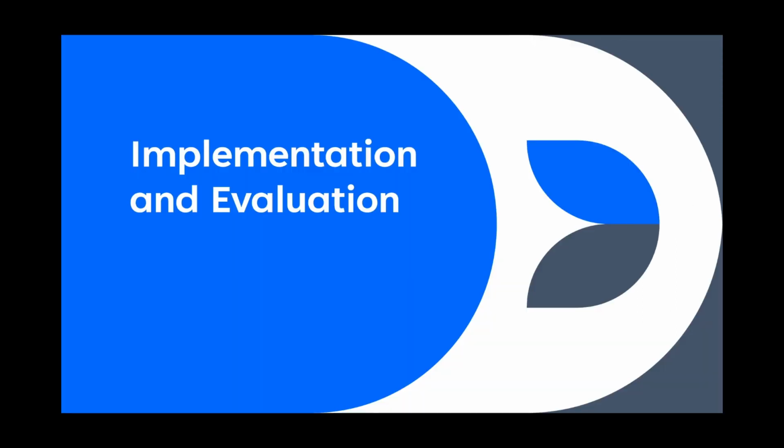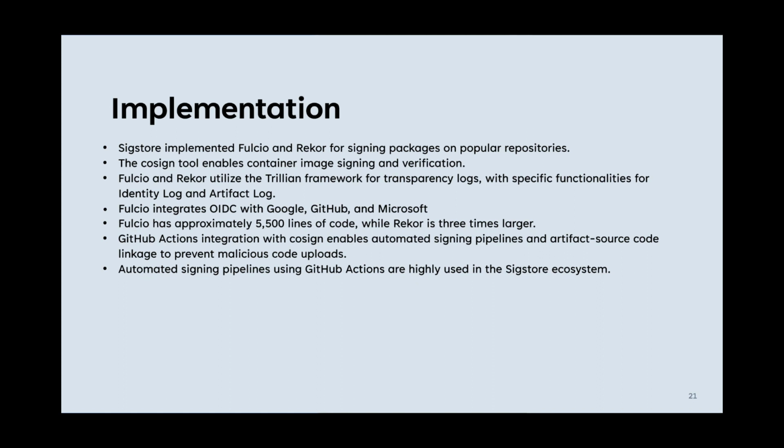Implementation and evaluation. For the implementation, Sigstore implemented Fulcio and Rekor for signing packages on popular repositories. The Cosign tool enables container image signing and verification. Fulcio and Rekor utilize the Trillian framework for transparency logs with specific functionalities for identity log and artifact log. Fulcio integrates OIDC with Google, GitHub, and Microsoft.